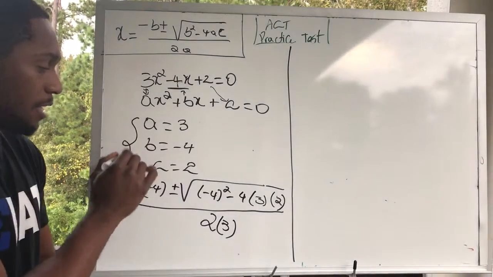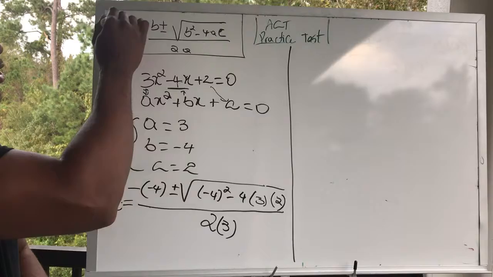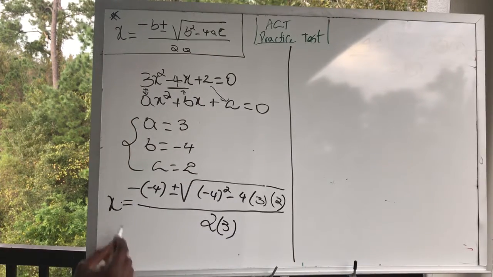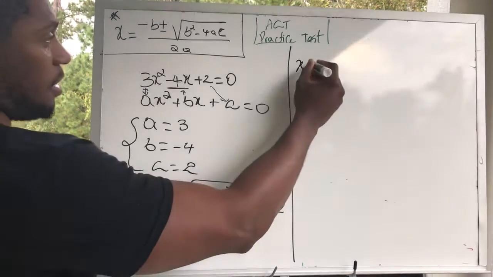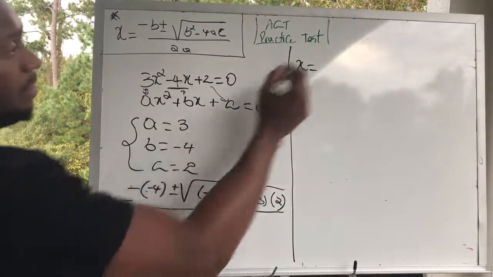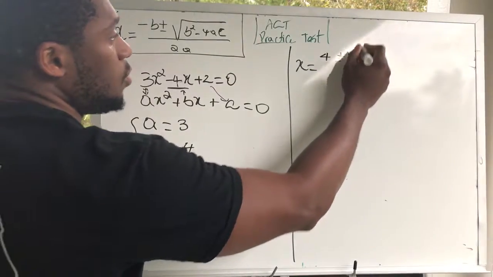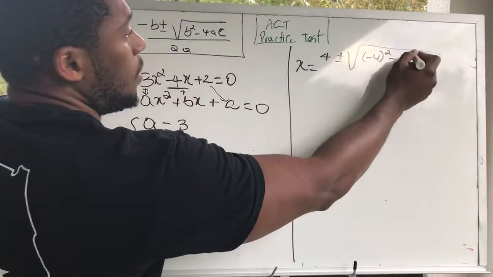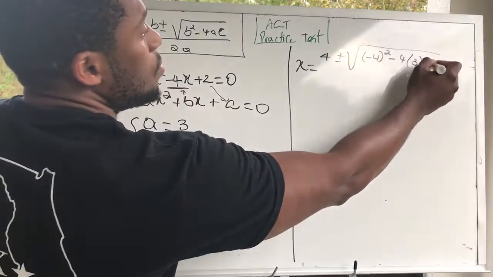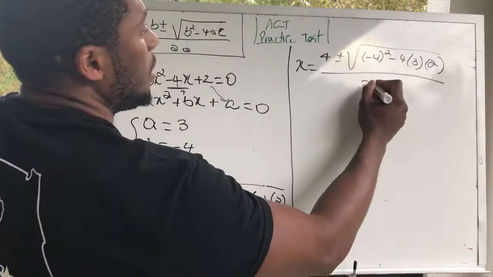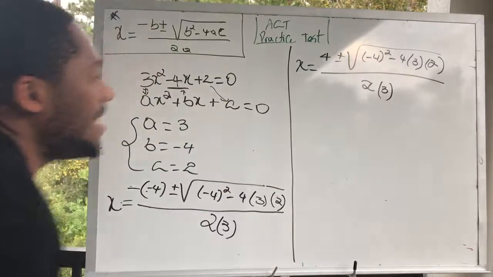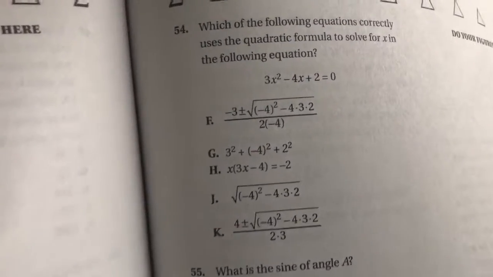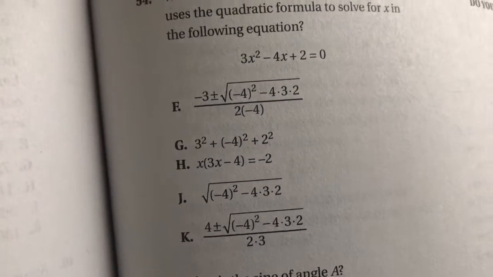The key to solving this is correctly identifying a, b, and c, and also knowing this formula. And this is the formula for the quadratic equation. So x is equal to minus negative 4, plus or minus the square root of negative 4 squared minus 4 times a, which is 3, times c, which is 2, divided by 2a, a being 3. And if we look here, it looks like it's answer choice K.